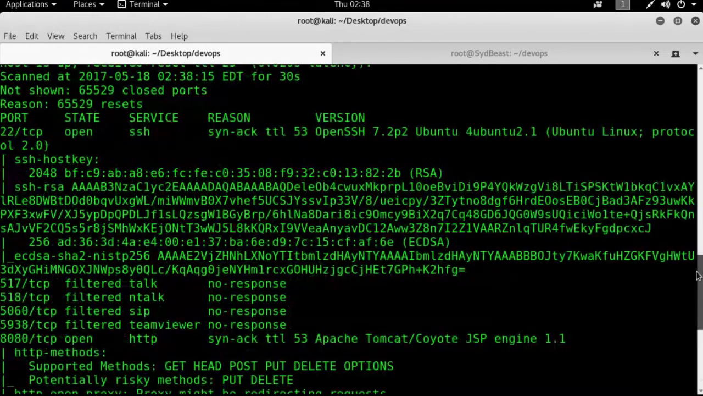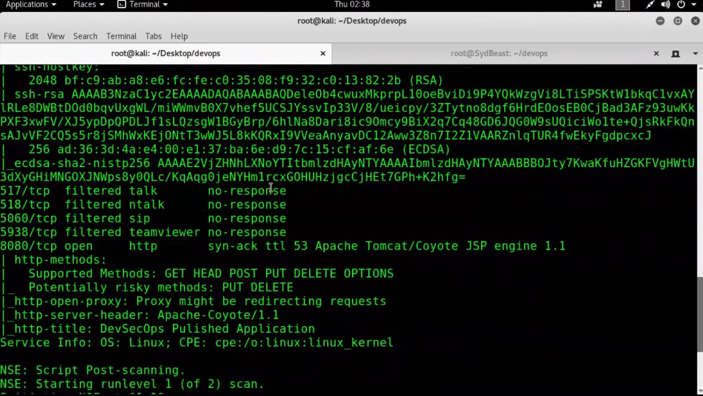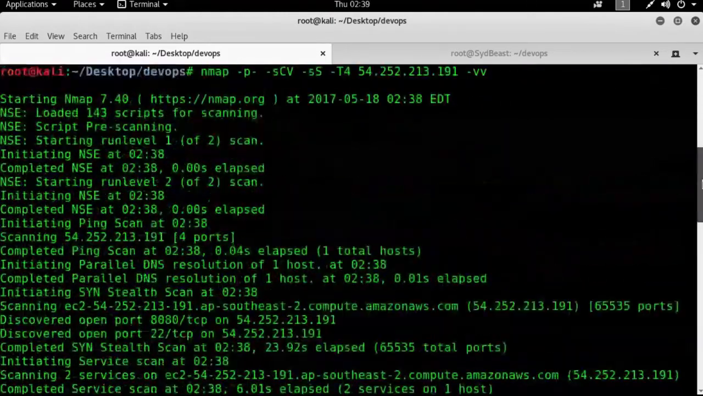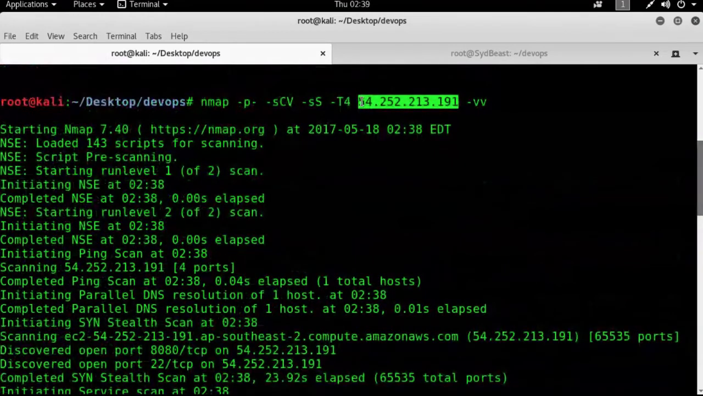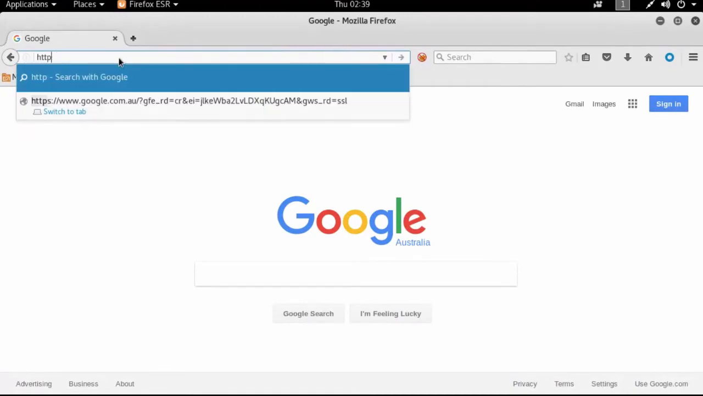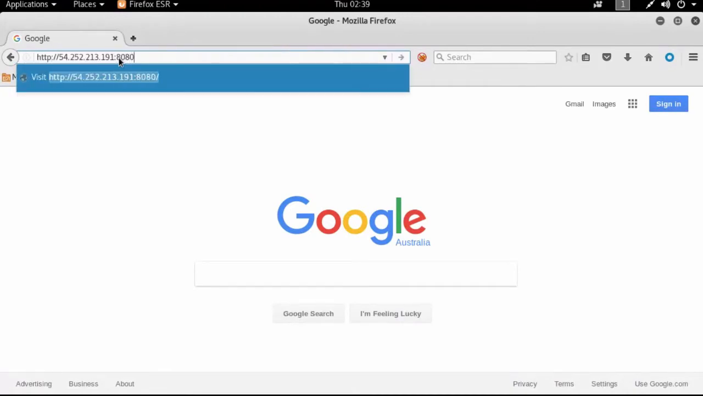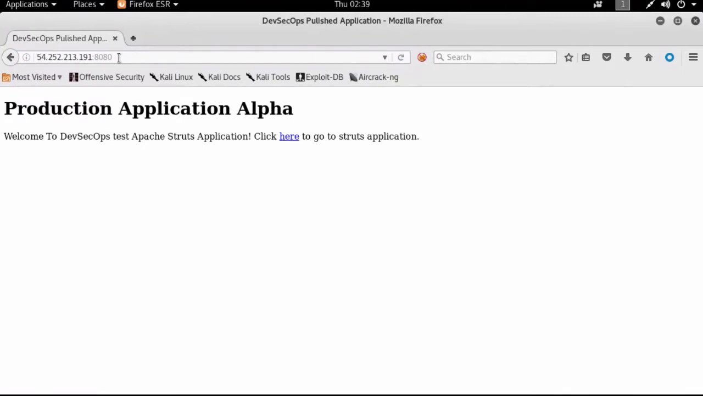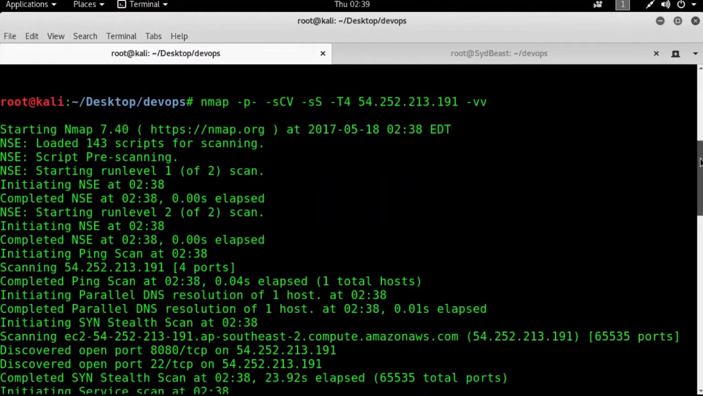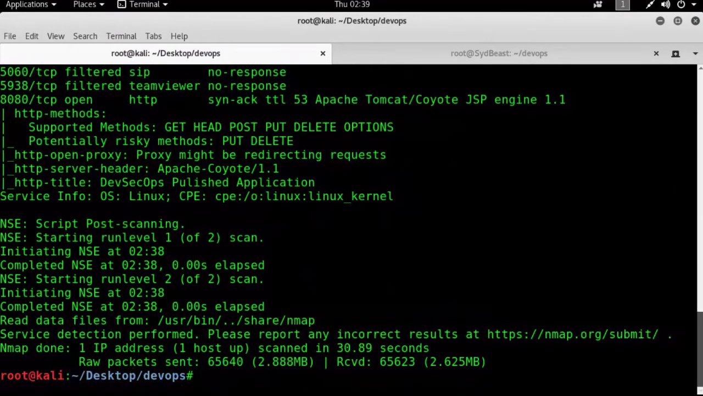You can see here that the scan took about 30 seconds and we found the SSH port 22, and we've also found something interesting here, port 8080, which is coming back and saying that it's an Apache Tomcat, which is a web application server, a Java-based platform. Our attacker then decides to take this IP address of interest, open up a web browser, and look at what is on port 8080 on this particular IP address. In this case, we can see it comes back with some sort of web page saying production application alpha. But we probably want to get a bit more information about what's running on this particular web port.